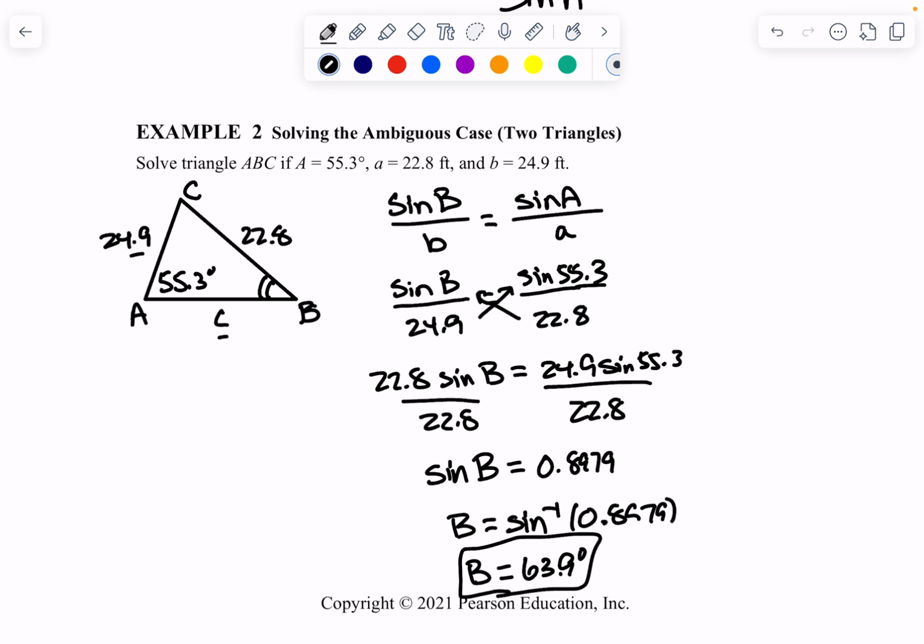Now, here's where the two triangles come in. This is in quadrant 1. We can see what B could also be if it could possibly be in quadrant 2, because the sine is positive in both quadrants 1 and 2. So taking 180 minus the 63.9, our other possibility for B could be 116.1.